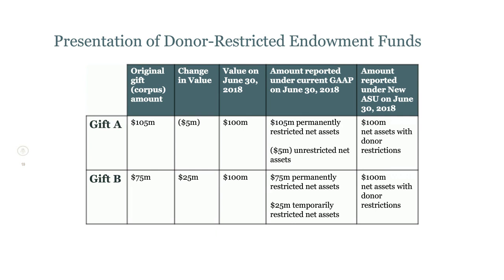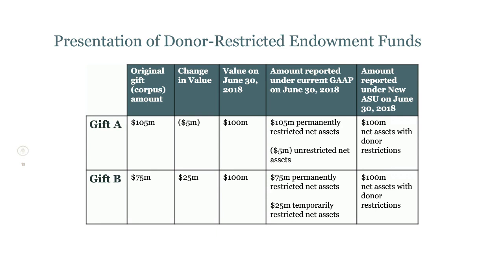You keep that $5 million in the with donor restricted assets, which makes sense because even if you've got an unrealized loss there, you still have that. And so it's just recorded at the $100 million. You've got a similar situation in gift B, where you've got $75 million in original gift value, but you've got an increase of $25 million. So you have the $100 million again.